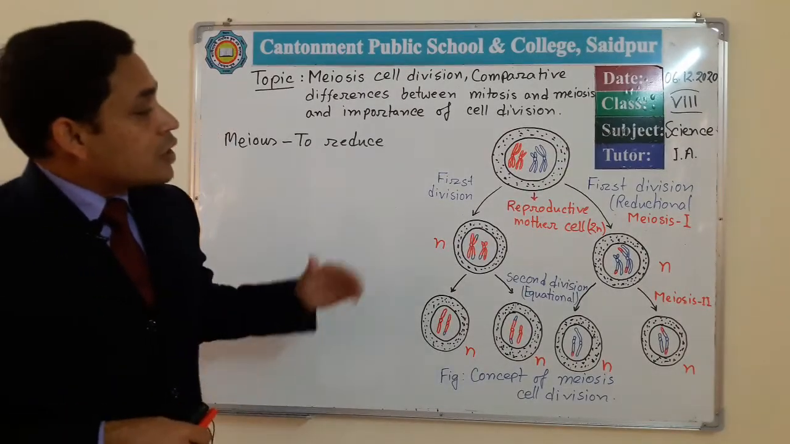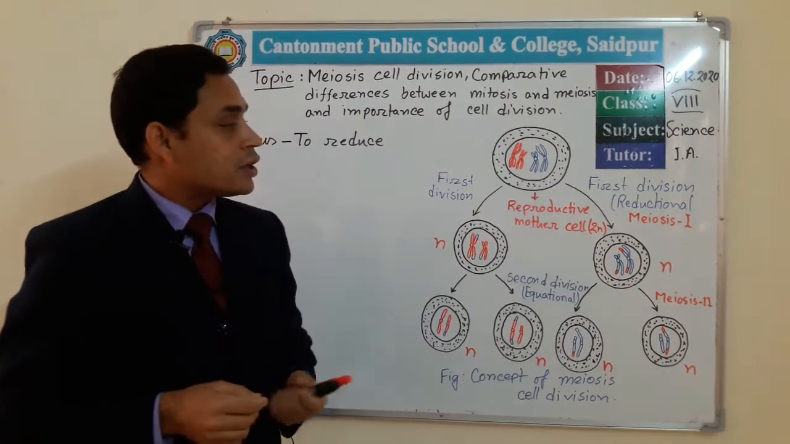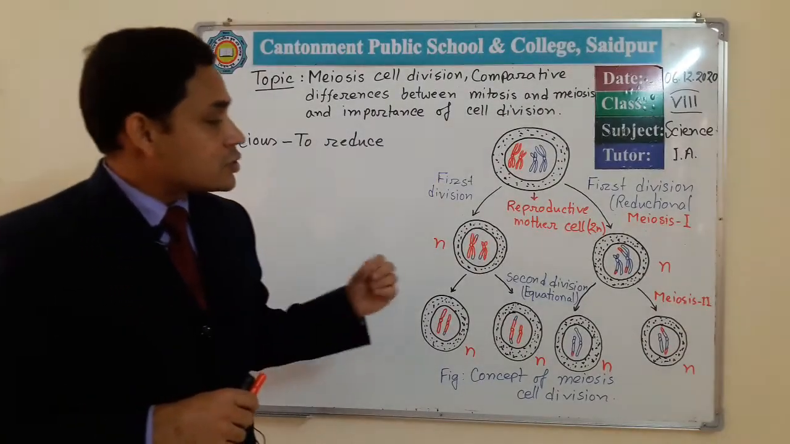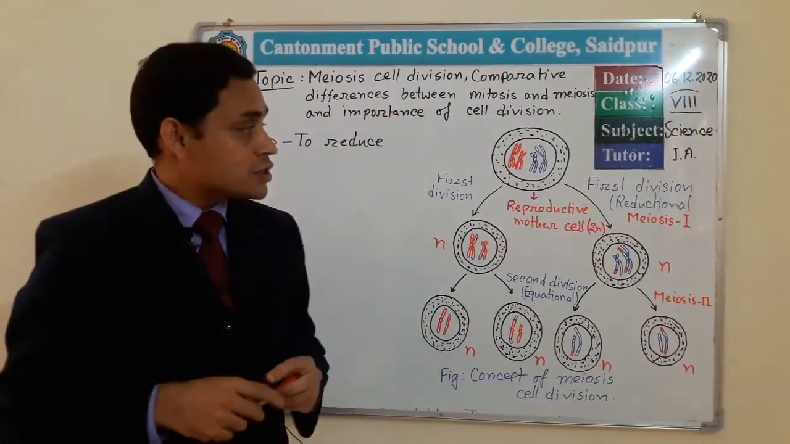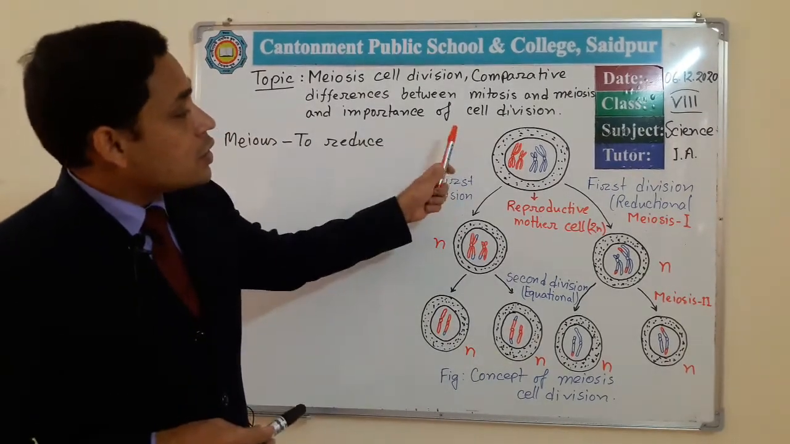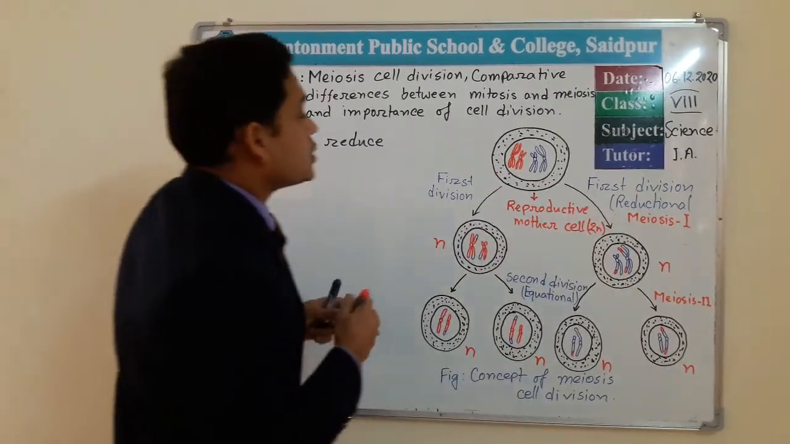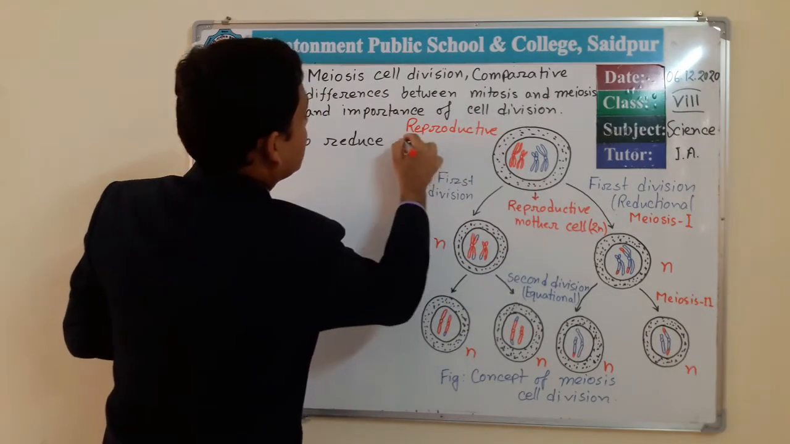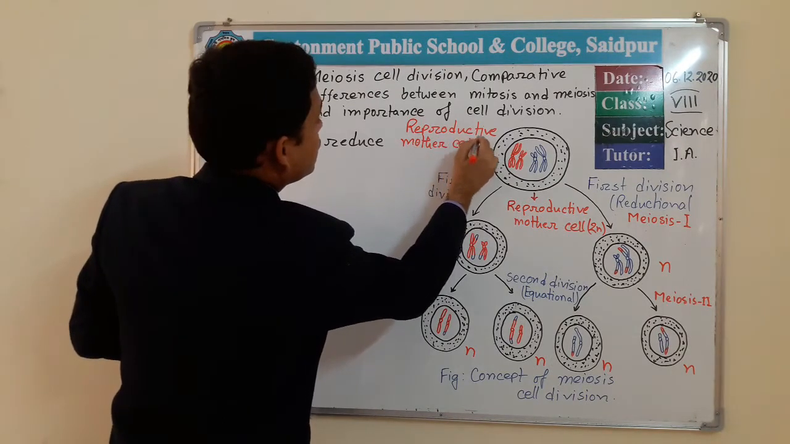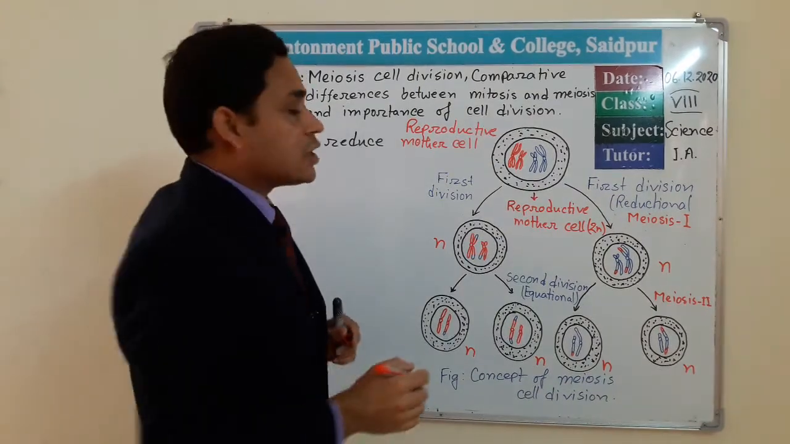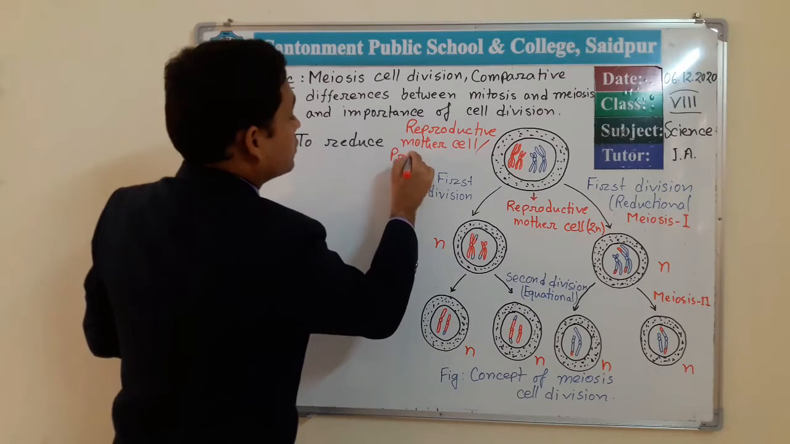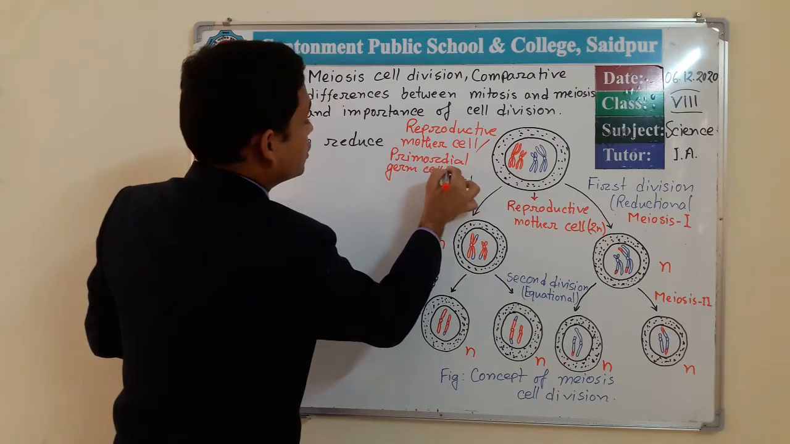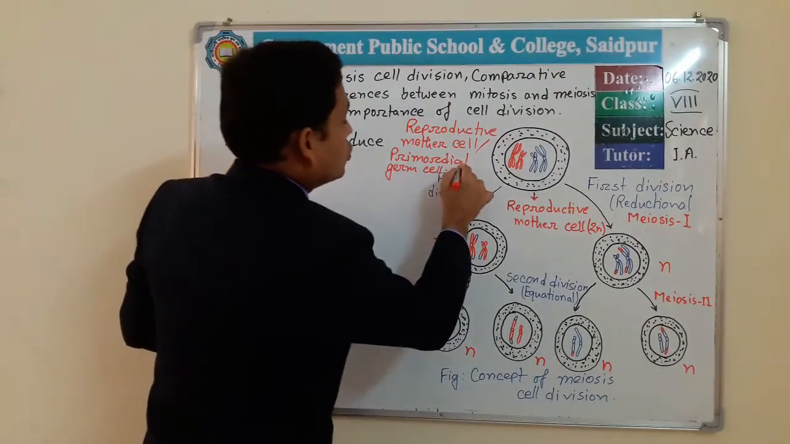And to give a clear concept regarding this meiosis cell division, here I picked a figure from the biology book of class 9, because from this figure we get a clearer concept. So this is the reproductive mother cell. This is also known as the primordial germ cell, which is mentioned in your book, and it bears 2n number of chromosomes.